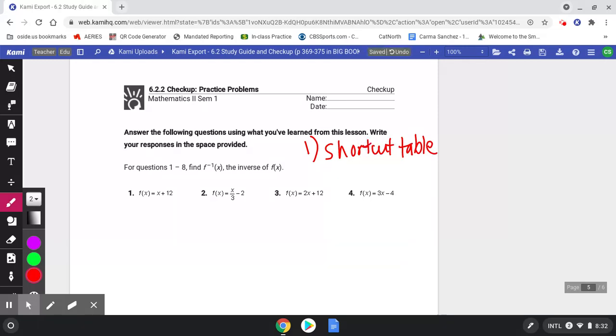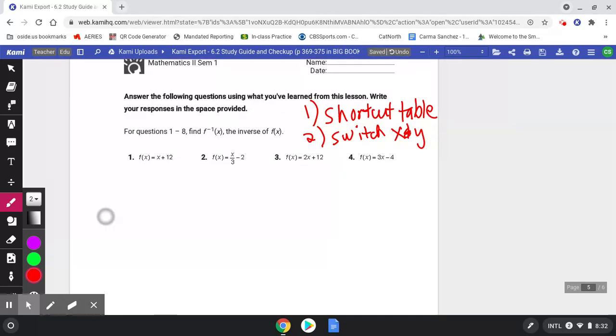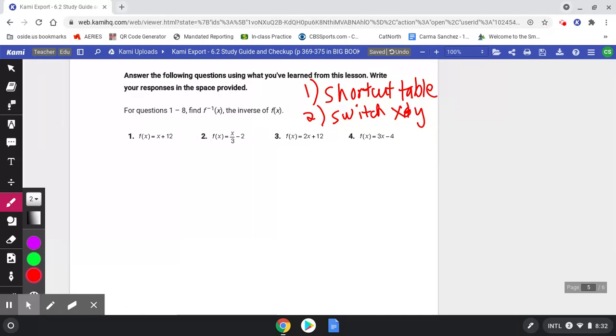So do you like that little shortcut table, or do you want to just switch the x and y variables and do the longer way, as I'm calling it? But you'll see on a couple of these that the longer way is not very long because there's not very many things happening to the x. So let's go do these first couple the long way. Let's do switch of the x and the y.